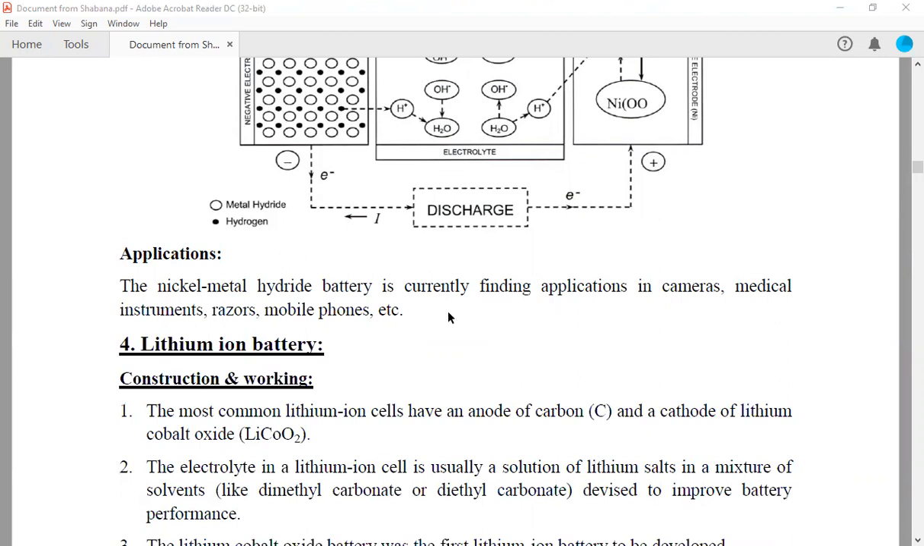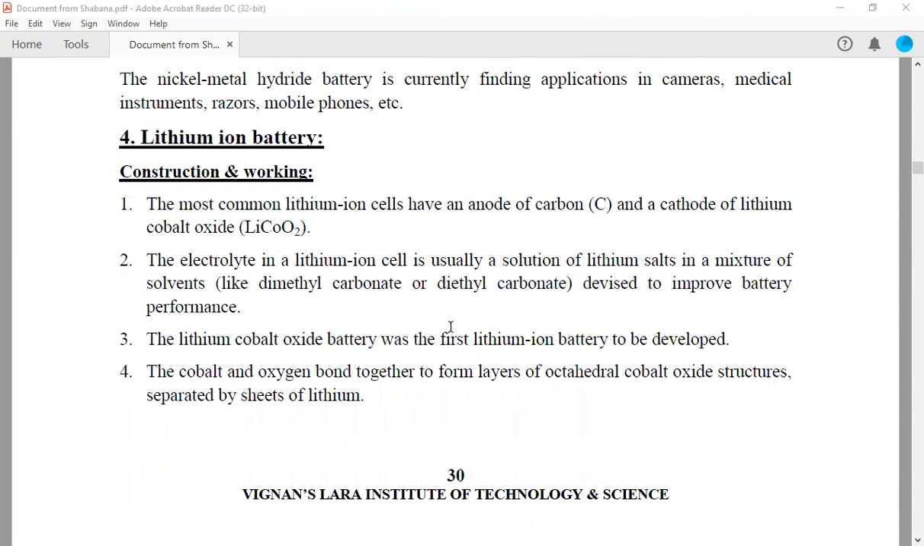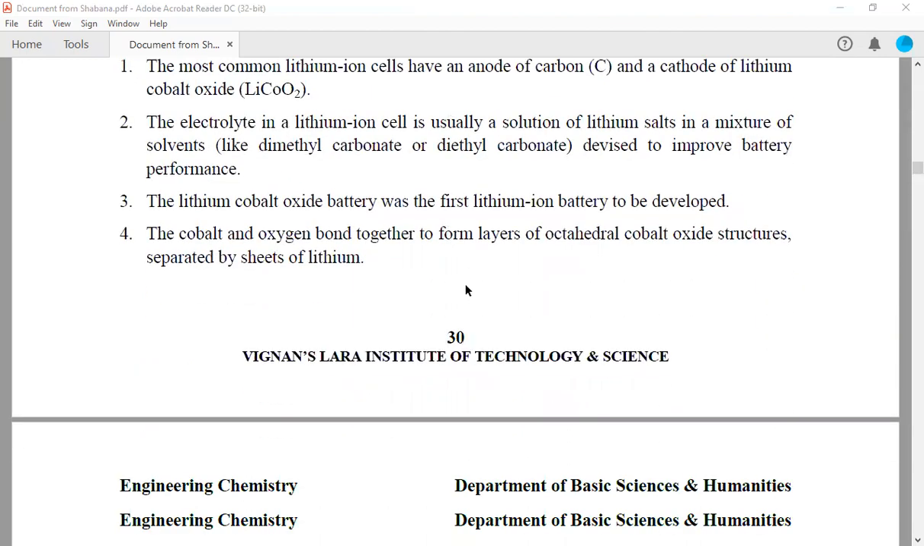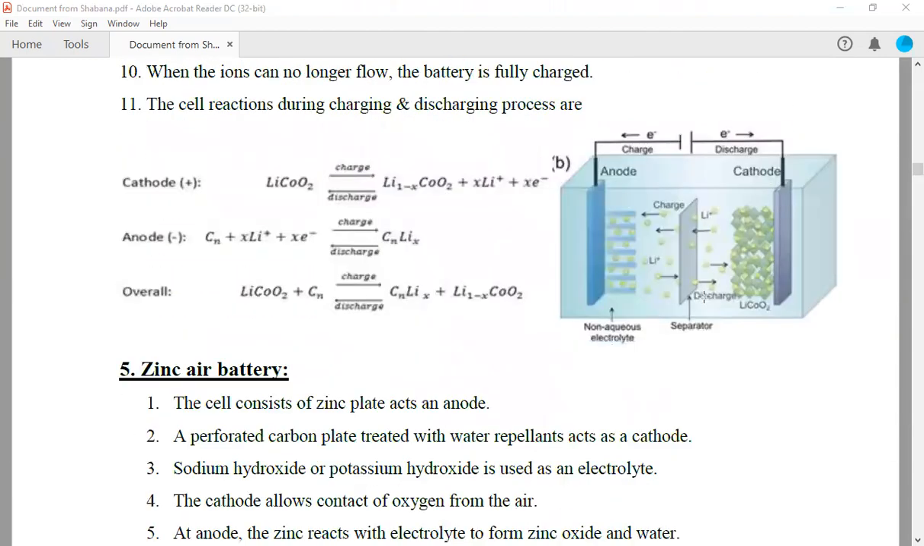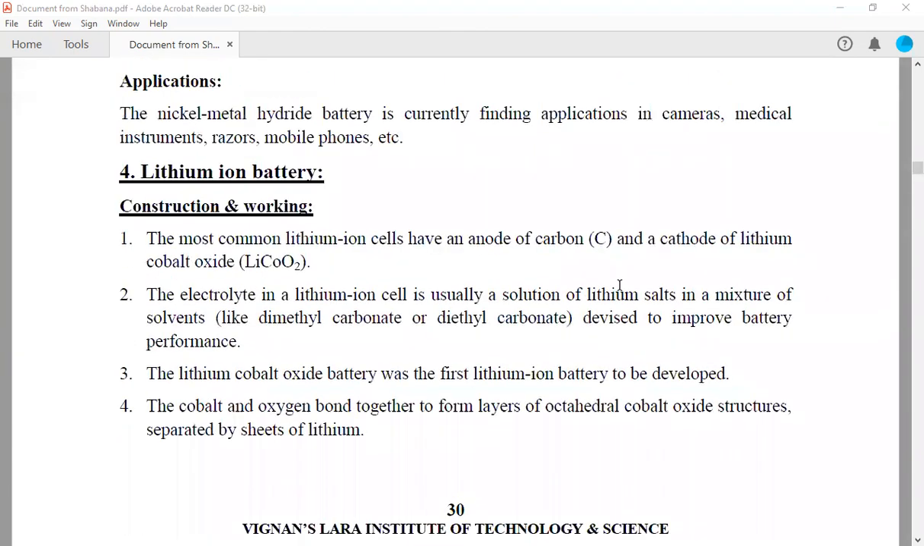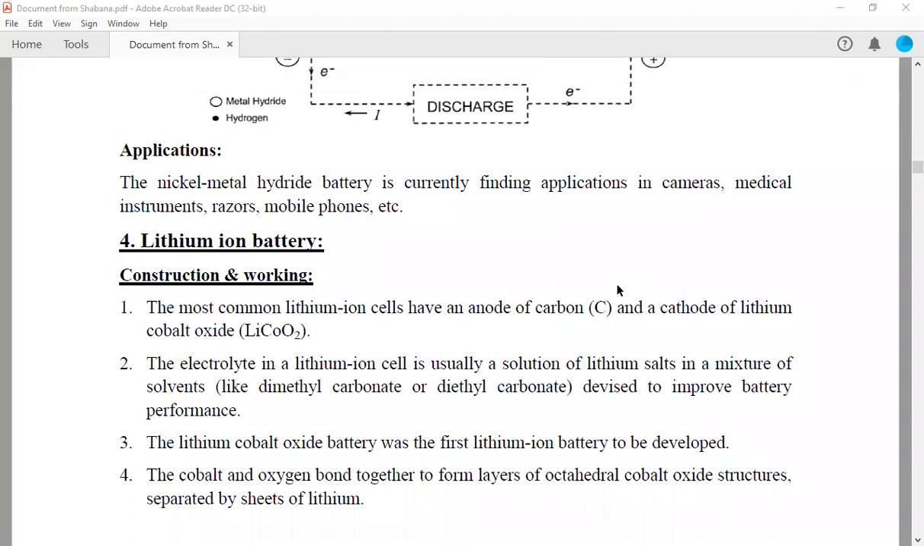Coming to the lithium battery. So this is the construction of the lithium battery. In the lithium battery, the most common lithium ion cell has an anode of carbon and a cathode of nickel cobalt oxide.